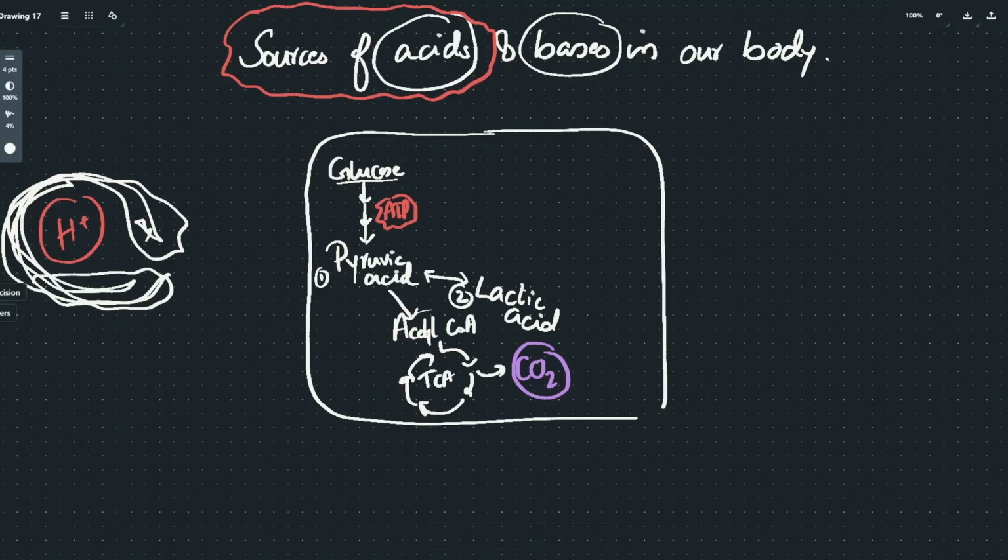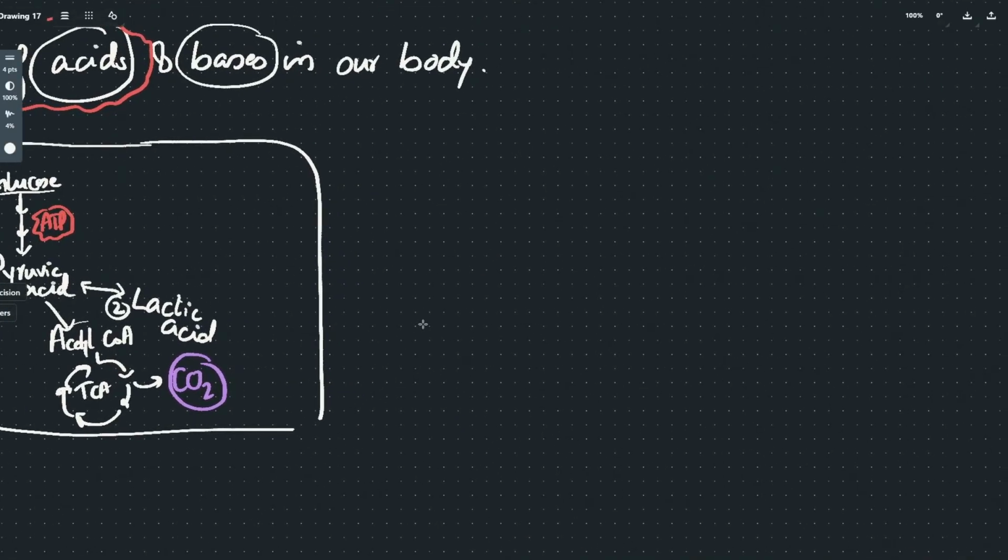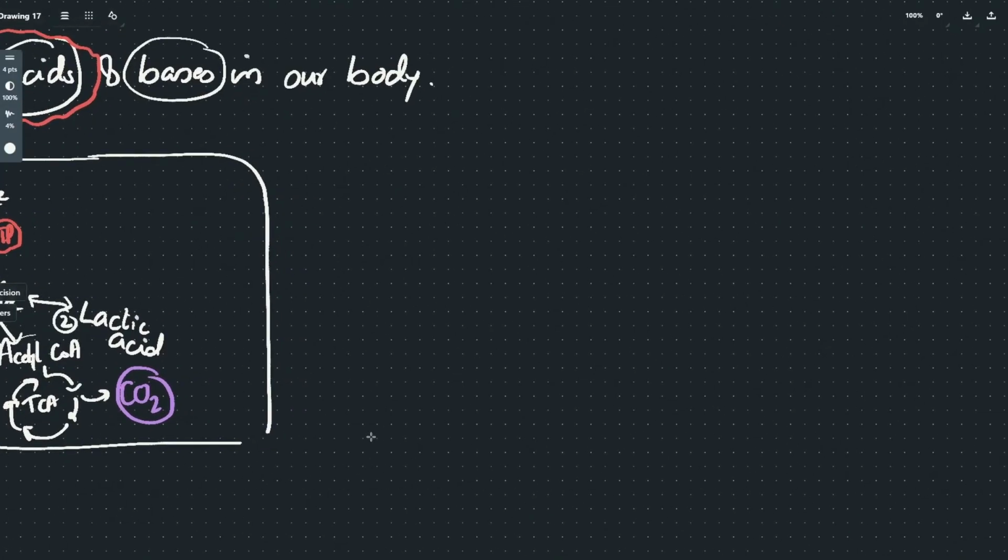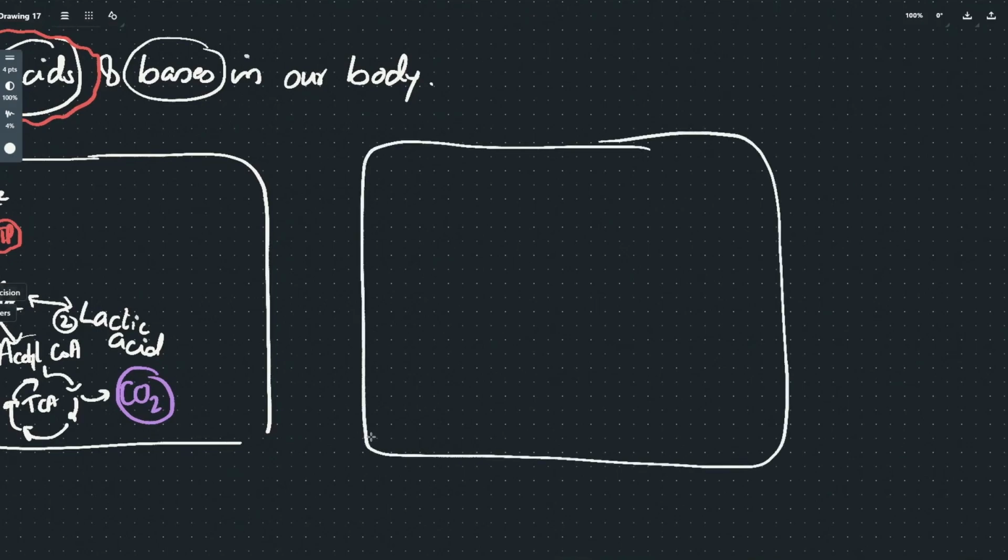Now this was about the carbohydrates. What about the fats and the proteins? Here if we draw another similar diagram, another cell, now fatty acids are usually formed from fats, and fatty acids then convert to acetyl-CoA molecules, and then this acetyl-CoA again goes into the TCA cycle, and this will produce CO2.